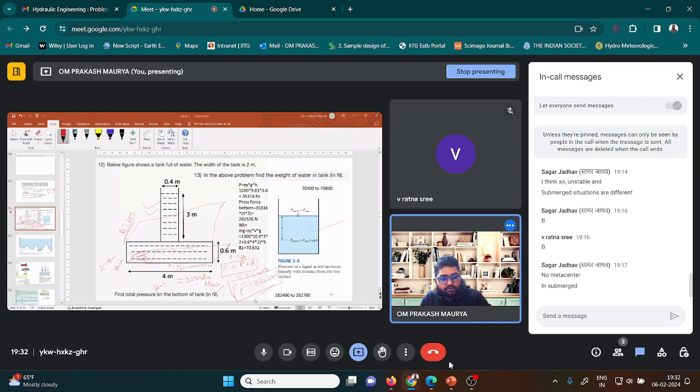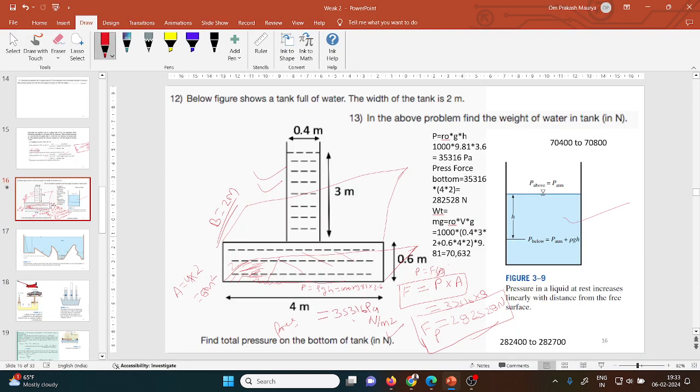Now I will show you the solution, or will solve the question. Actually, question number 13 is asking about the weight of the water in the tank. So weight, you know already, is mass into acceleration due to gravity, and mass is what? Your rho into volume of the tank.